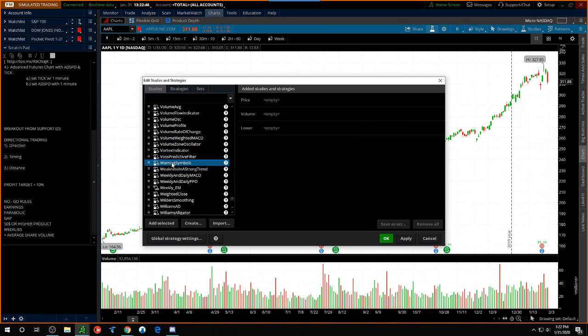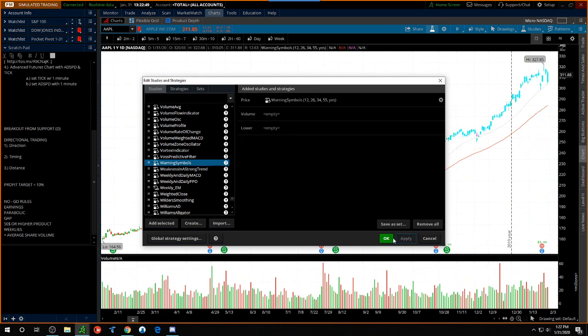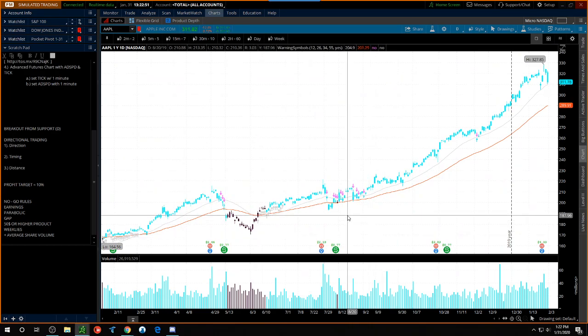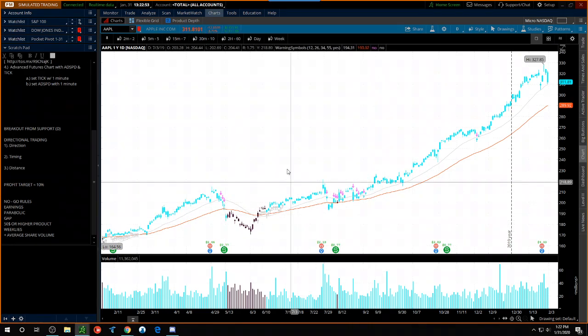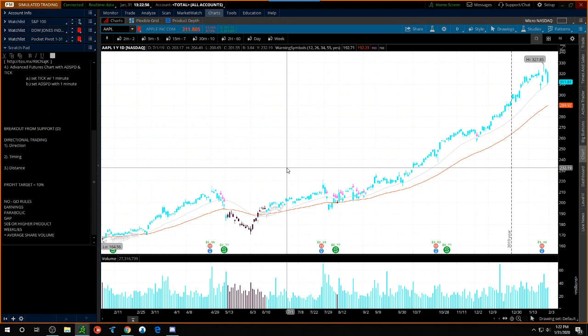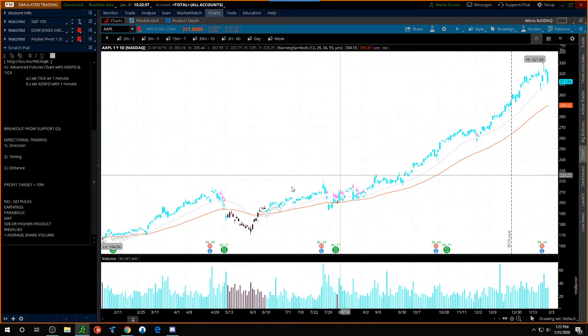All right, well, let's play with that warning symbols. You know that there's a strategy out there for anything, for literally anything. Any indicator that you could find, somebody made a strategy for it. And they're probably killing it with that strategy.